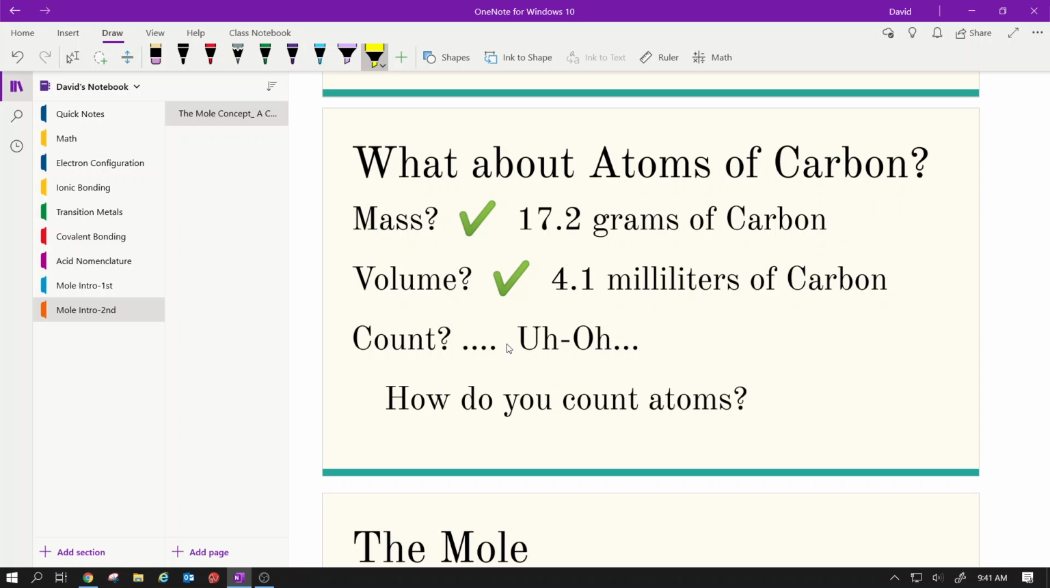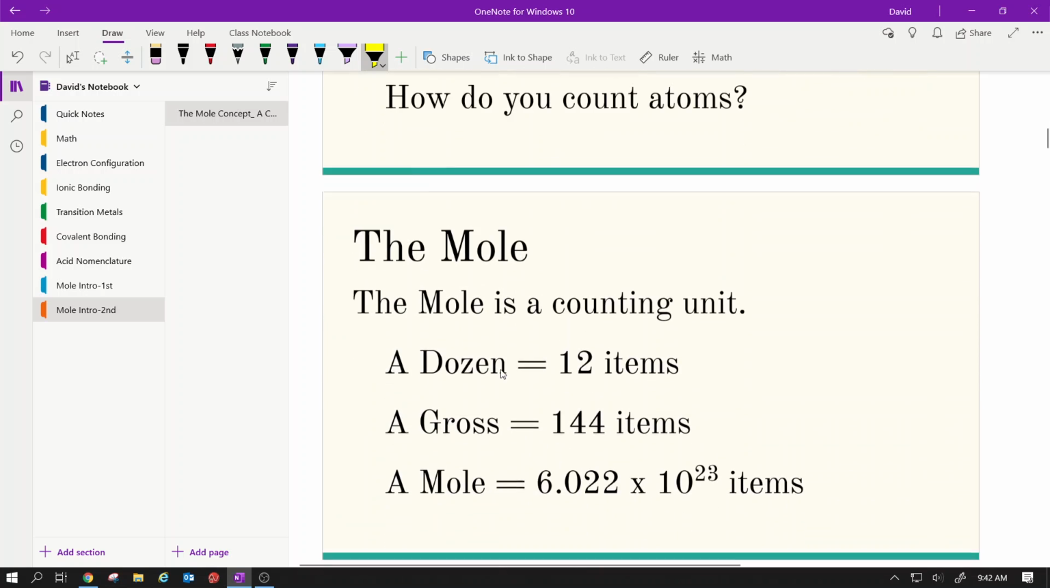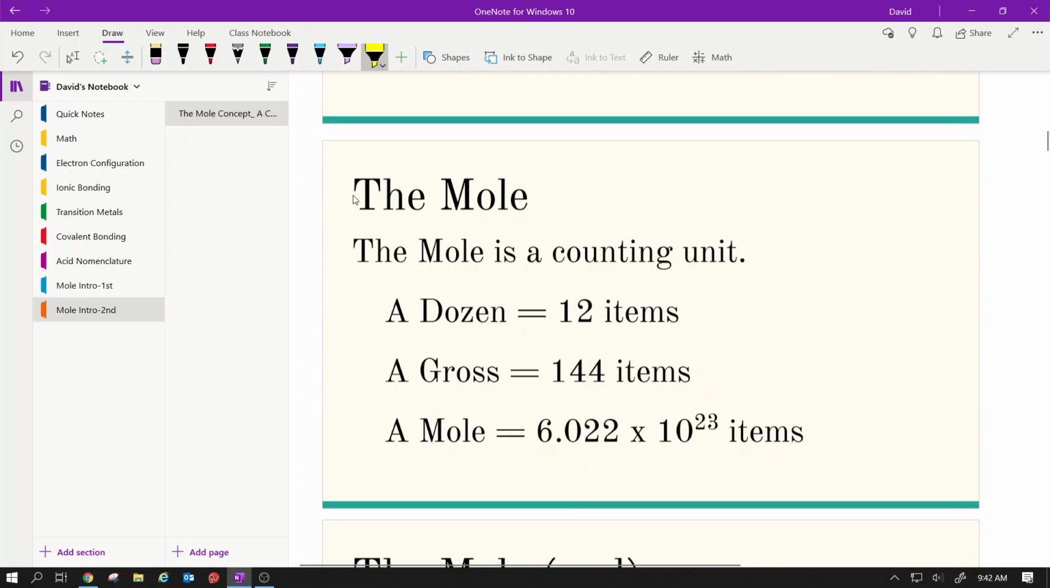How do you count atoms? They're too small. For example, if you put the smallest little pencil dot of graphite, carbon atoms, you would have billions and billions of carbon atoms. You would not have 200. You would have millions and billions. Atoms are so small that in order to count them, we need a special unit. And that is where the mole is going to come in. The mole is a counting unit.